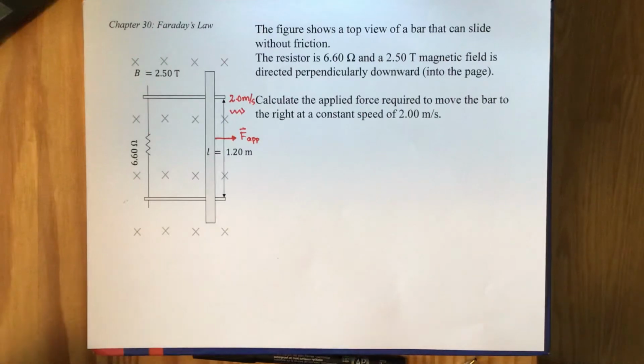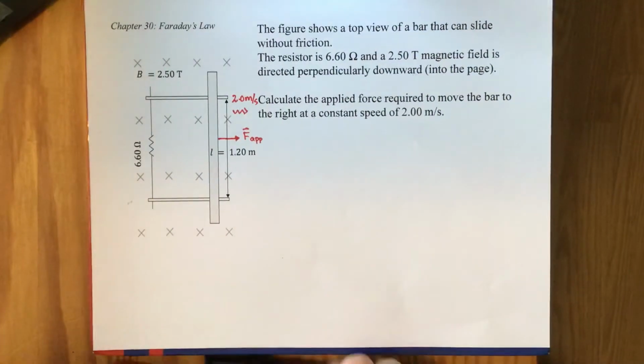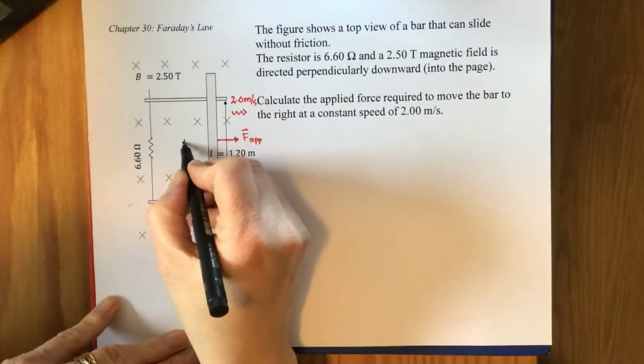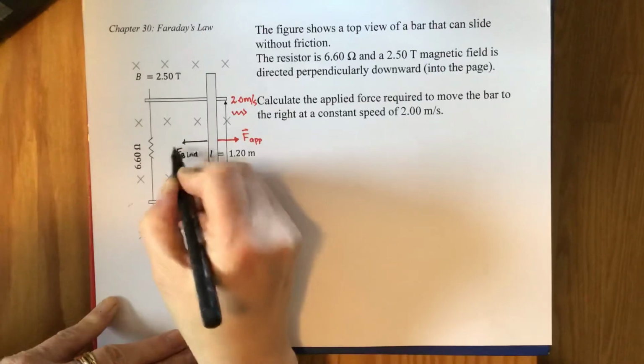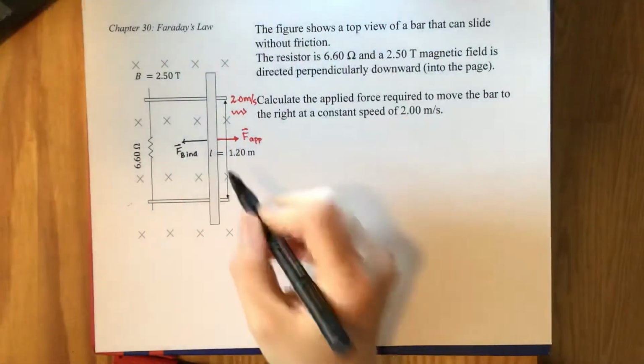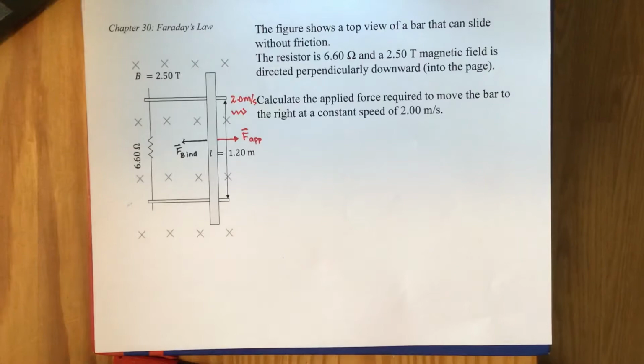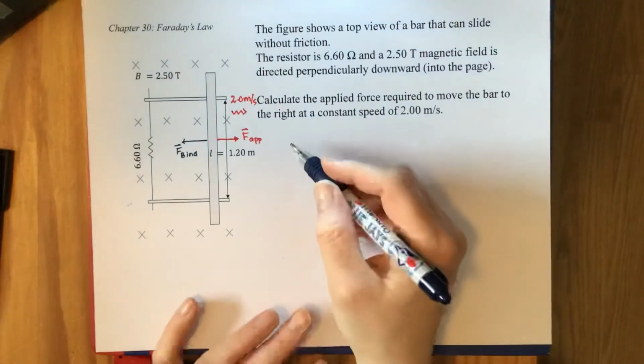Let's look at it this time in light of Lenz's law and Faraday's law and see what we can figure out. So let's write down what the induced potential is. Then let's use the induced potential to find the induced current. Then let's use the induced current to find the induced magnetic force, which is going to oppose the applied force. And if it moves at a constant speed, those two have to be equal and opposite. Okay, so that's where we're going with this.